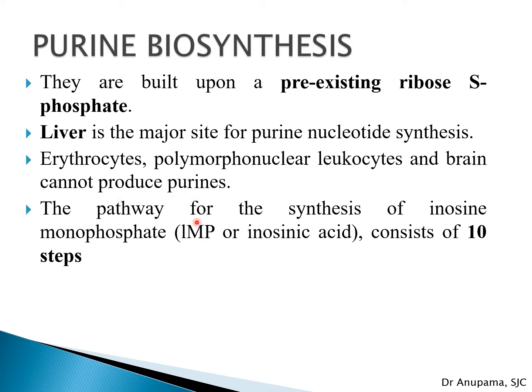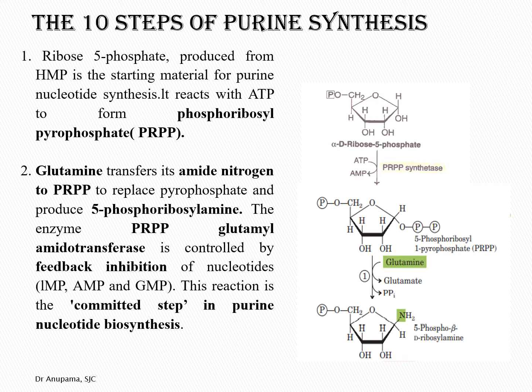And the pathway for the synthesis of Inosine Monophosphate, which is IMP or inosinic acid, consists of 10 steps, and we shall see this de novo pathway of purine biosynthesis. Now let us see the 10 steps of purine synthesis.